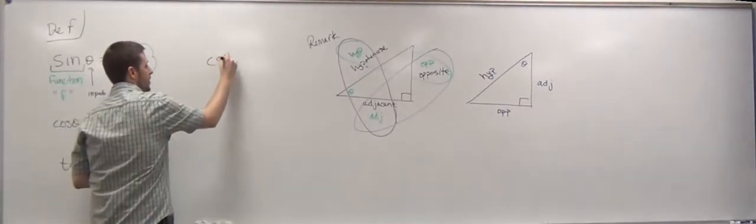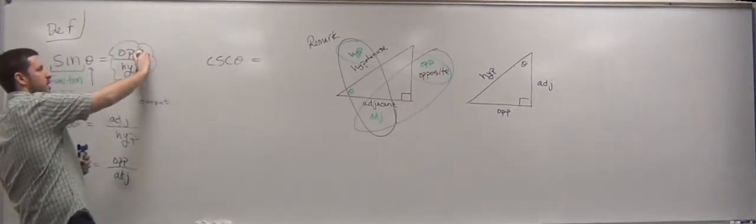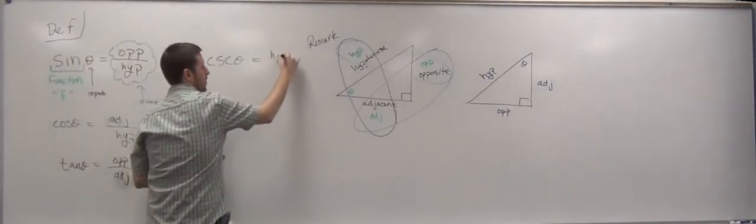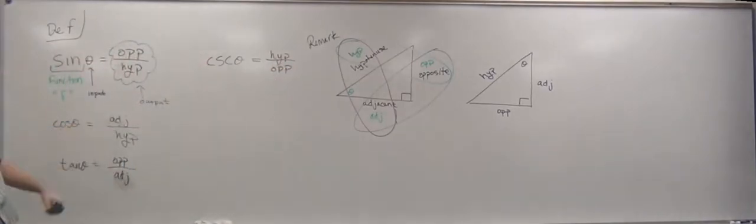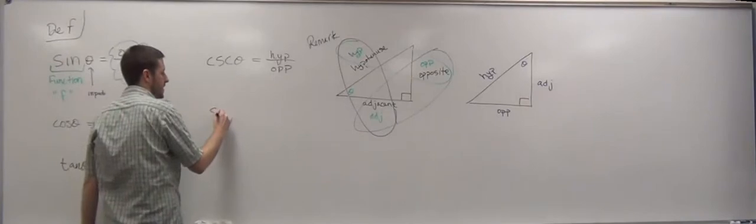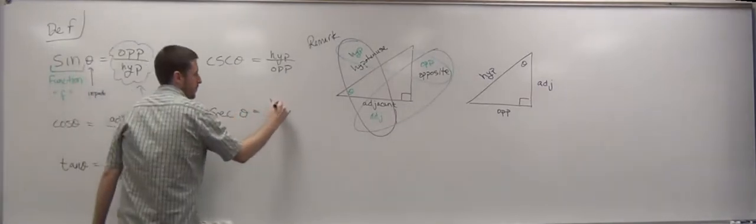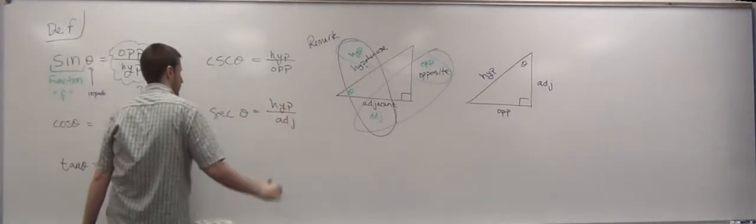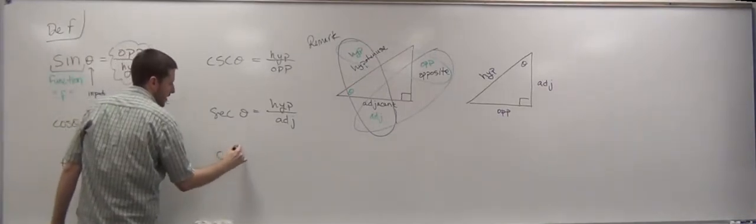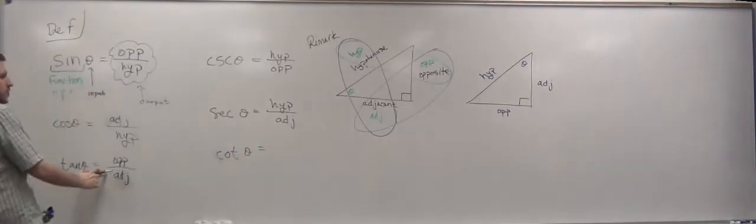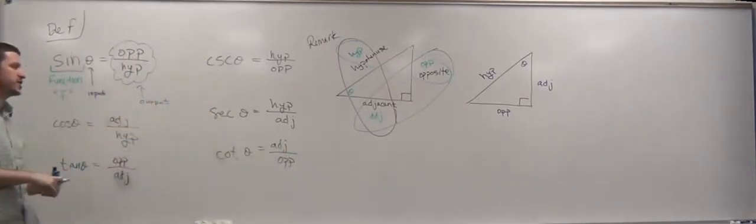So this CSC function, this is pronounced cosecant. And all it is is the reciprocal of sine. It's what you get if you flip this ratio. The reciprocal of cosine is called secant. Secant of theta is what you get if you flip this ratio. And then tangent of theta, the reciprocal is called cotangent of theta. And you flip this ratio. So these are your six trig functions.